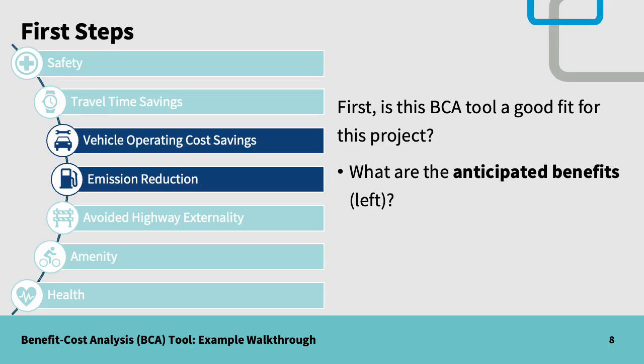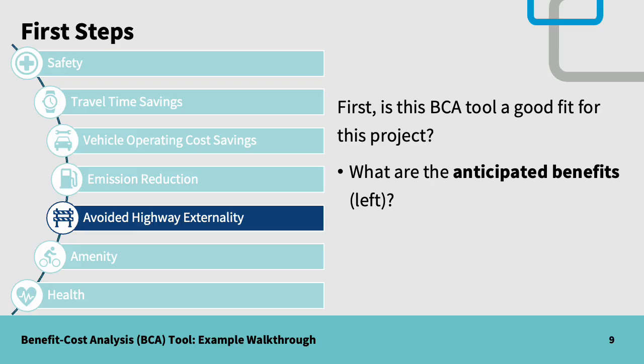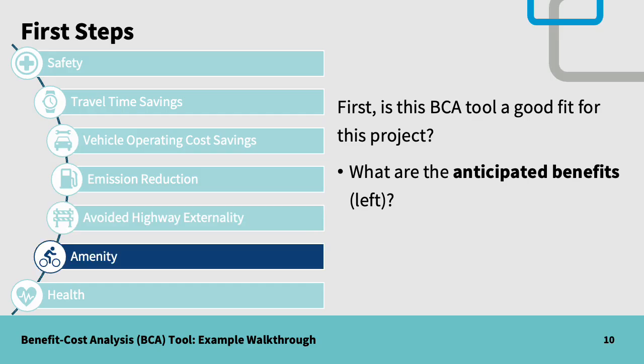Vehicle operating cost savings and emission reduction? Yes, when people can walk and bike instead of driving, they will spend less on maintenance and fuel, and there will be fewer harmful emissions. Avoided highway externality? Yes, less traffic means less noise, more safety, and less congestion for the community.